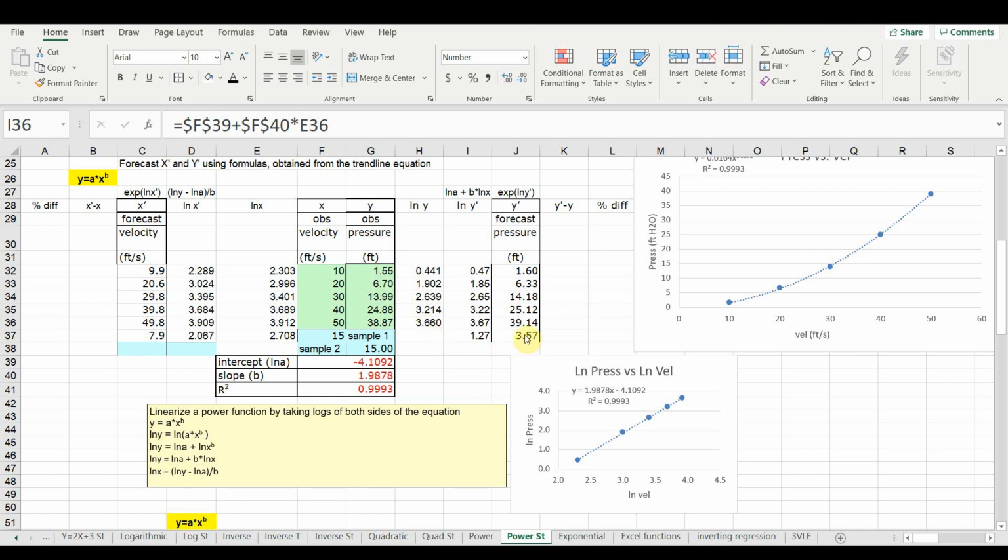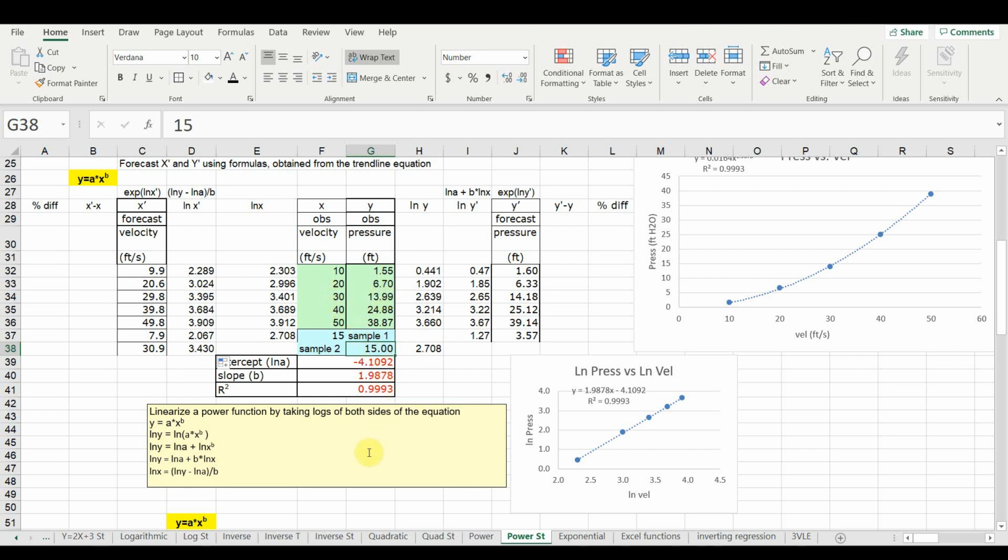Looks all right. Let's forecast the x prime value for this given value of a pressure of 15. So we're going to need the ln of this value, and we'll forecast from there. We should be able to just drag these two down. How do we do? So for a pressure of 15 feet of water pressure, we're saying the velocity would be 31. How does that look? 15 feet of water pressure looks about right.